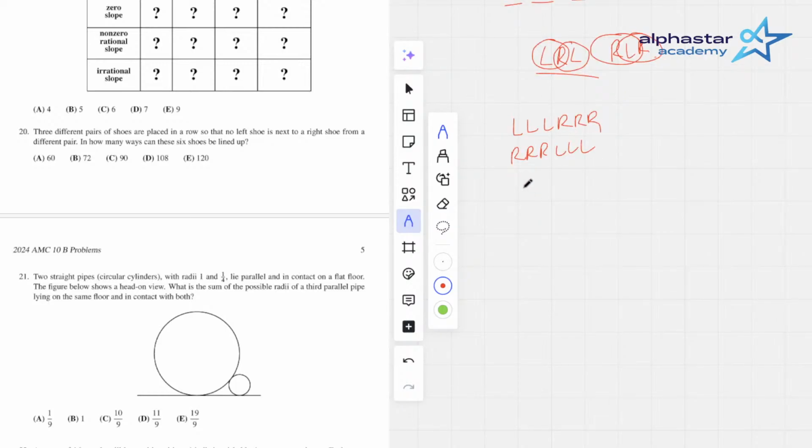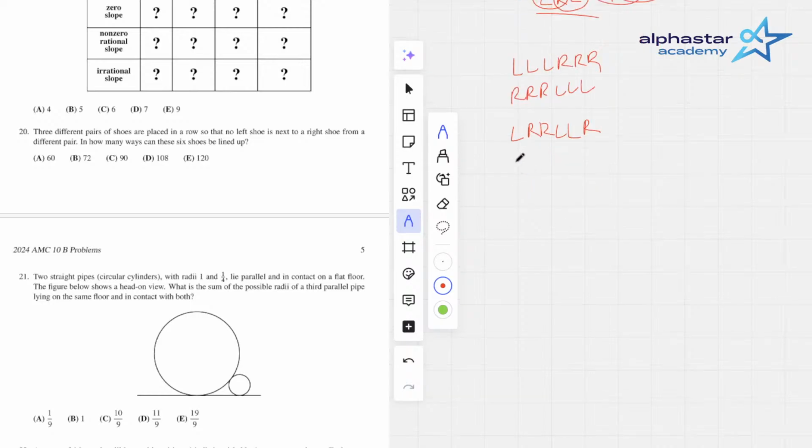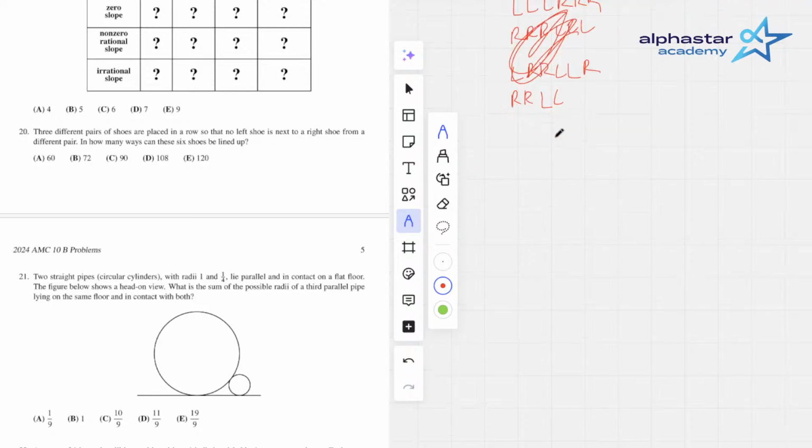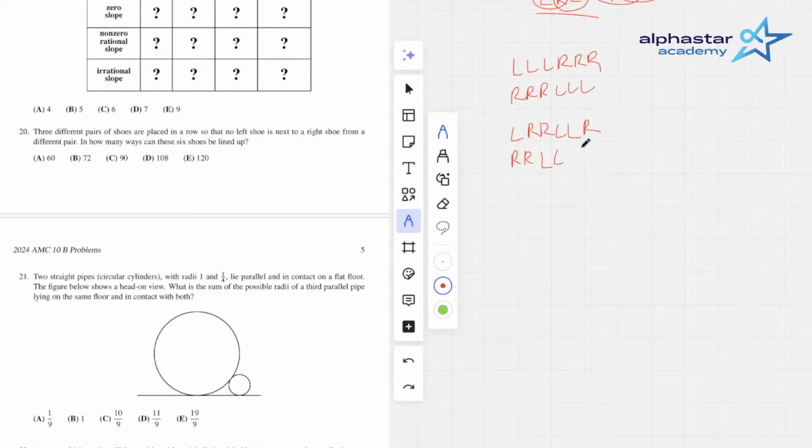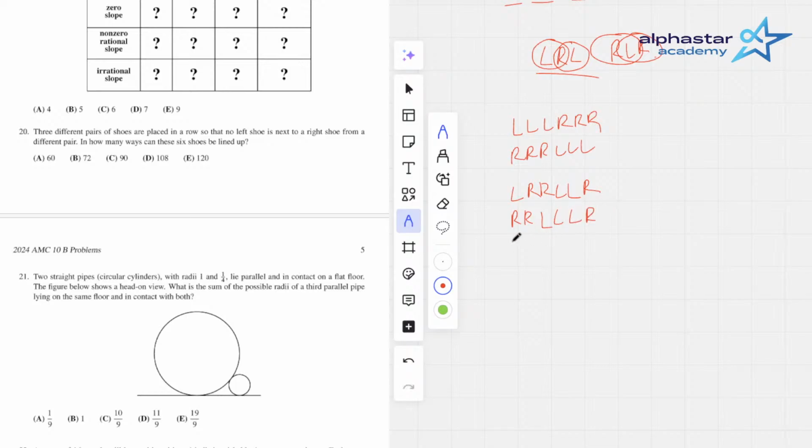What else is possible? Because if we have an RL, then it has to look like RRLL, right? And similarly, if we have LLRR. So I guess there's this case. We know that there exists an RL or LR somewhere. So let me just write these. RRLL, and then LR is possible, or RL. No, actually that's not possible.